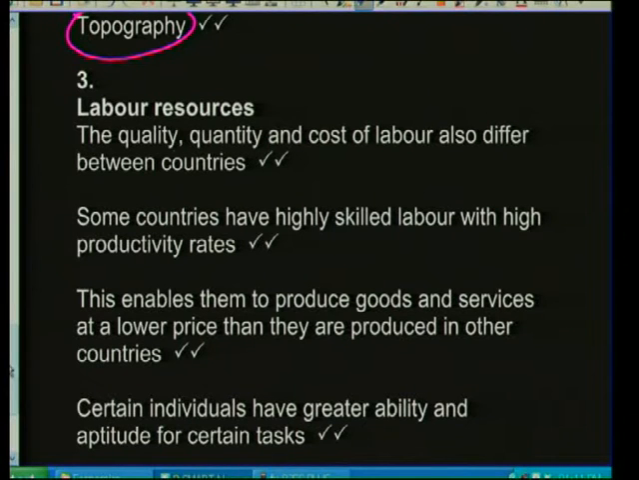If we get closer to the source, for instance, the natural resource, or we can get to the areas where the labor costs are not as high, we can actually save on our costs of production. So labor resources, we know that there's a difference in quality, a difference in quantity, and also the cost of labor. So that would be wages and salaries.